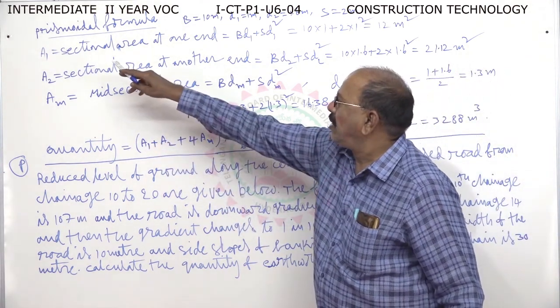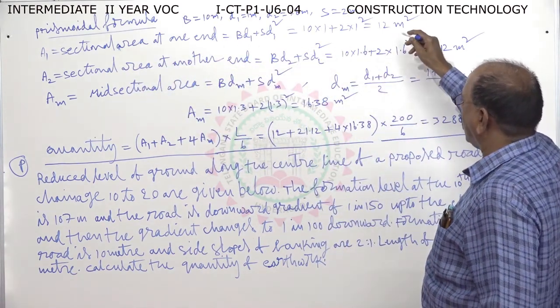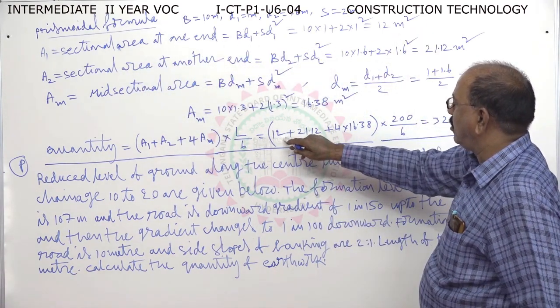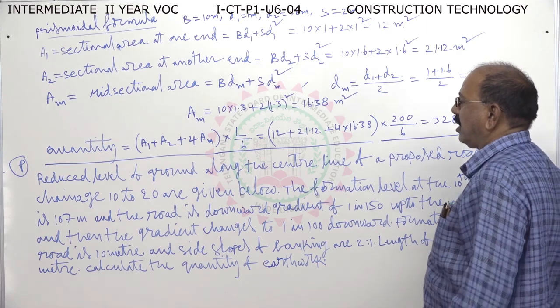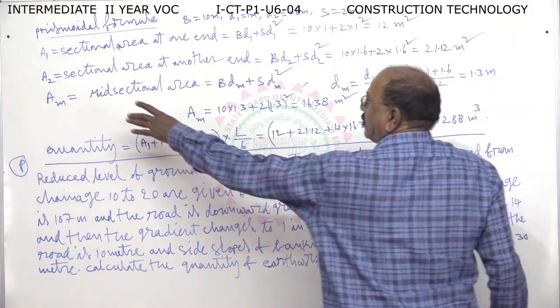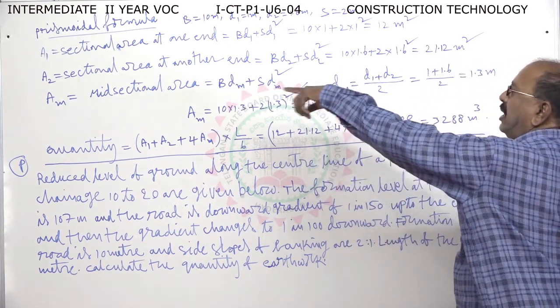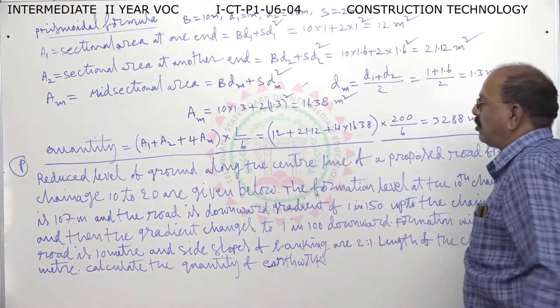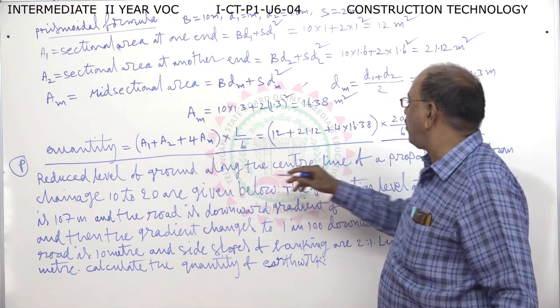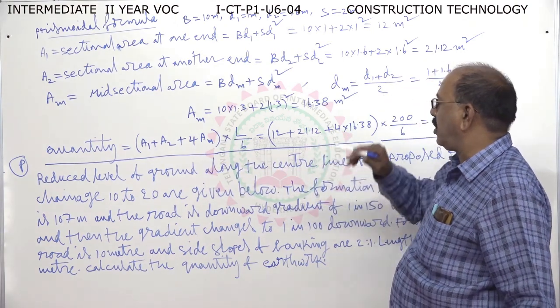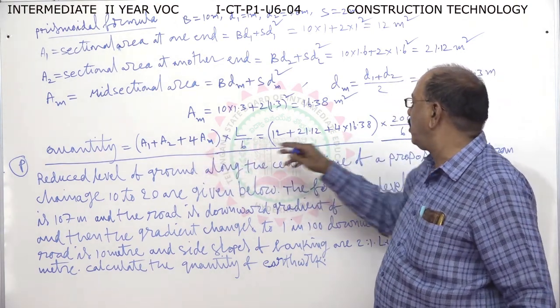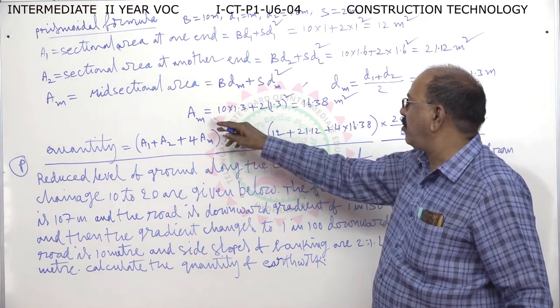A1 is equal to sectional area at 1, equal to 12, it is given. A1 is equal to, put 12. Then A2 is equal to the sectional area at the other end, that is equal to 21.12. So in the place of A2, substitute 21.12, plus 4 into Am value.